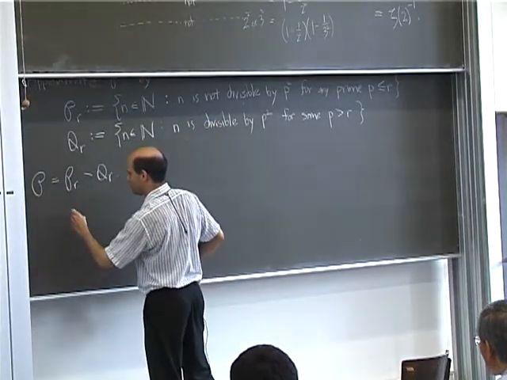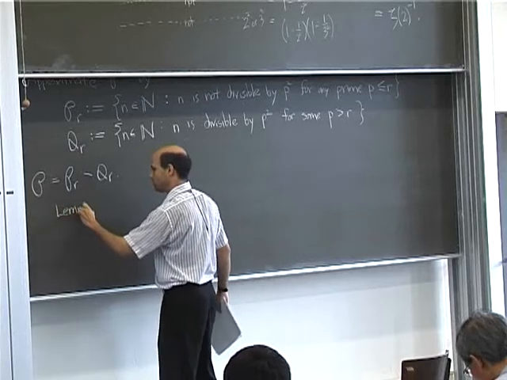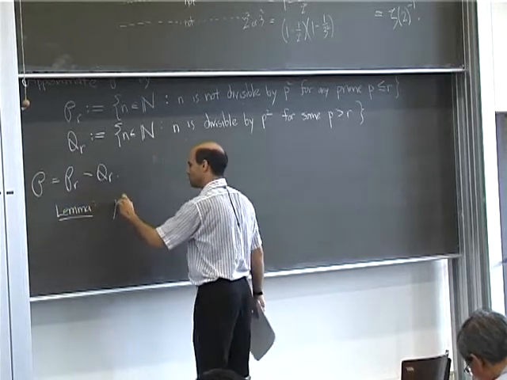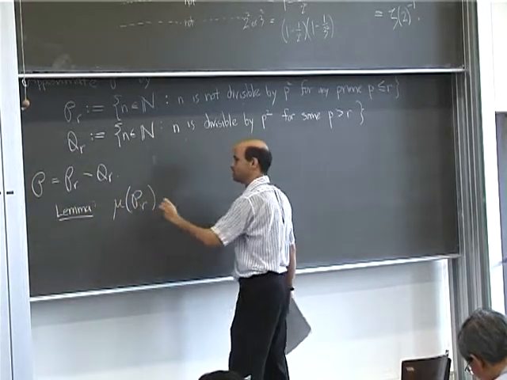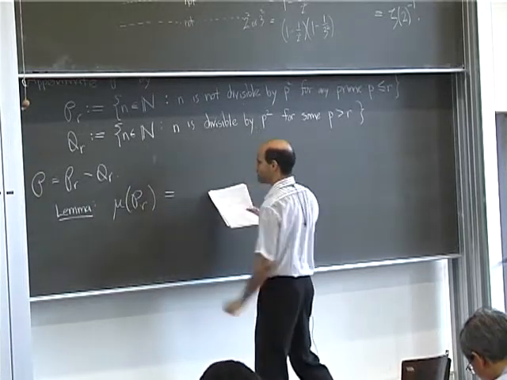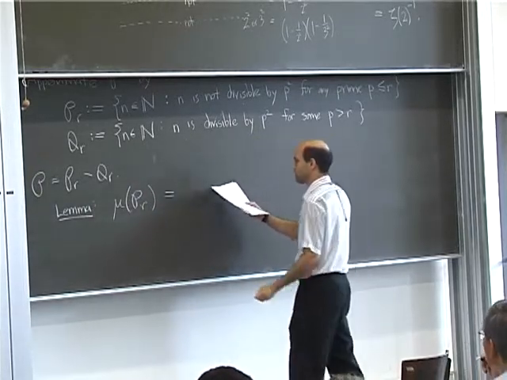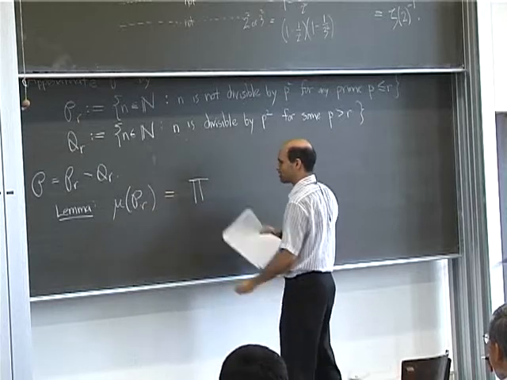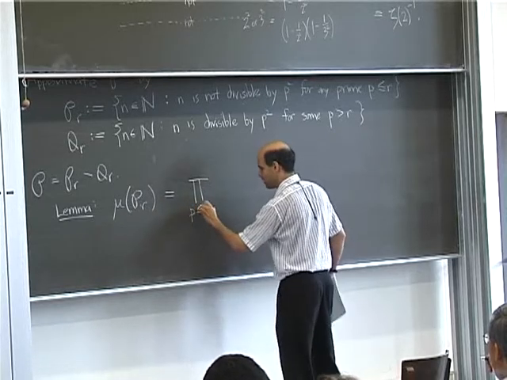And then the proof goes, well, then there are two lemmas. The first one's really easy, namely the density of P_R. This is easy because P_R itself is just a union of residue classes, a union of arithmetic progressions. And just by the Chinese remainder theorem, you get this. It's what you expect.